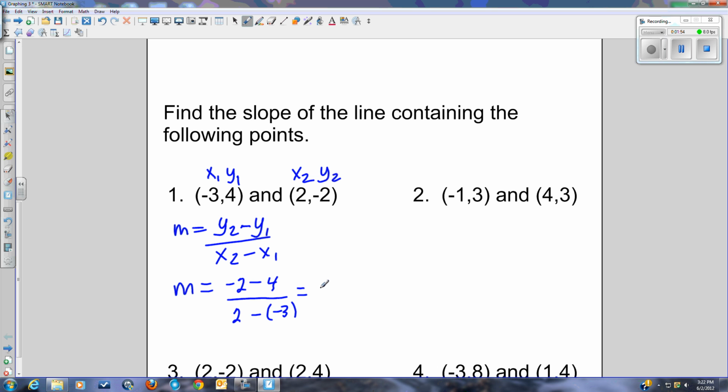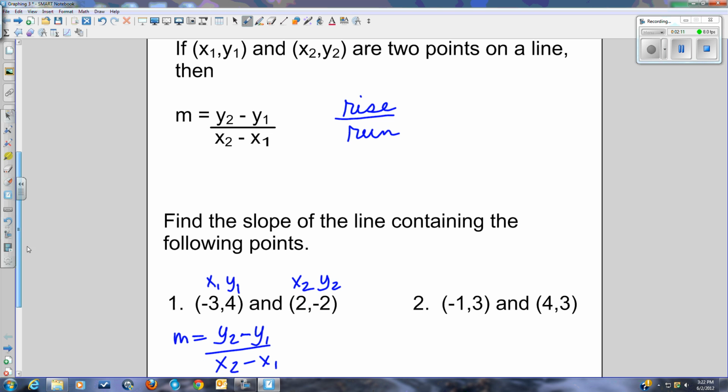So we have negative 2 minus 4 is negative 6. And these two negatives become a positive, so we have 2 plus 3, which is 5. So the slope is negative 6/5. So this is the rise over the run of the line containing those 2 points.